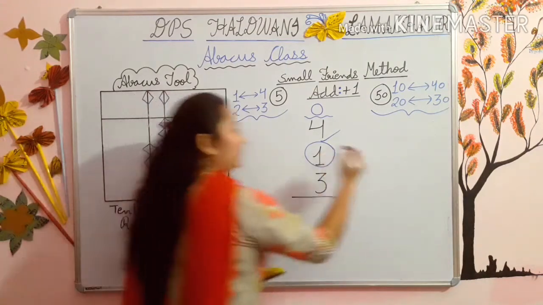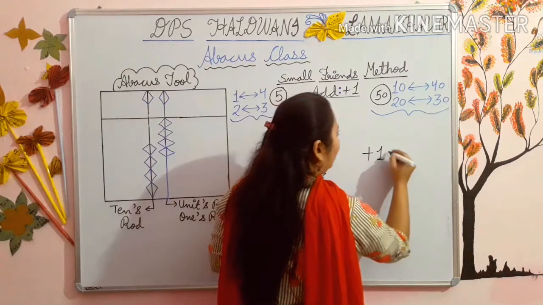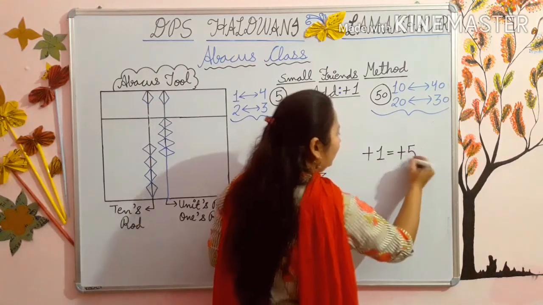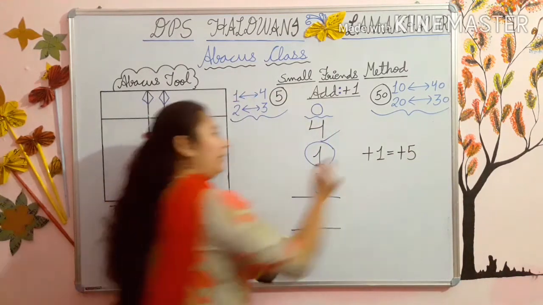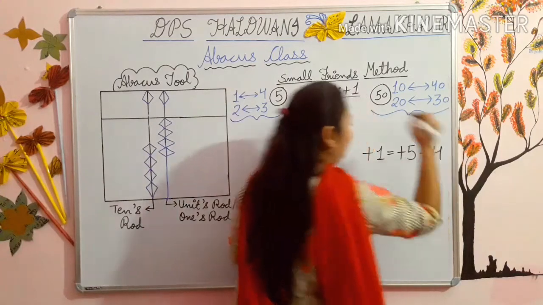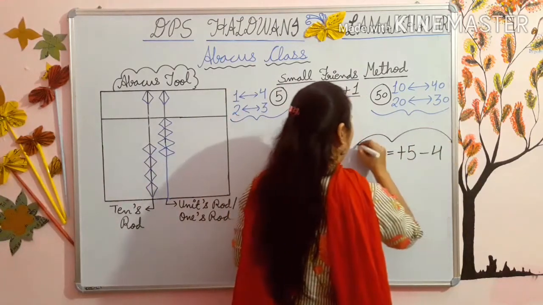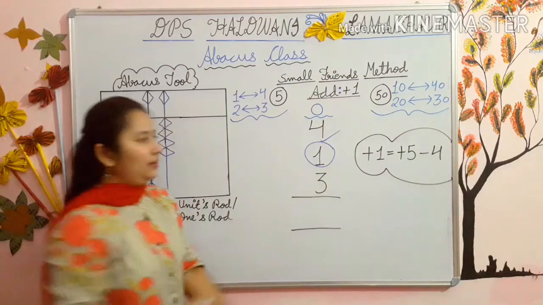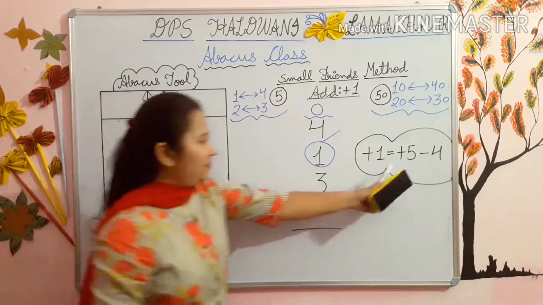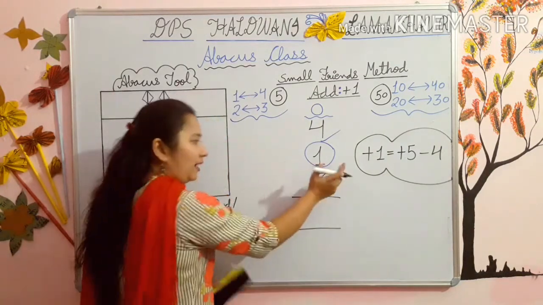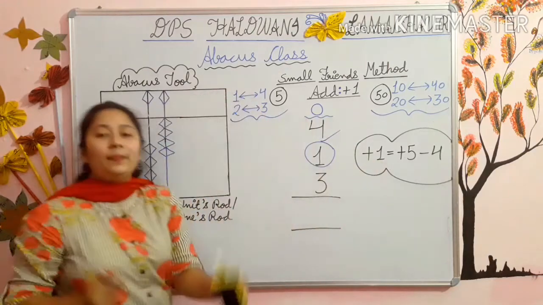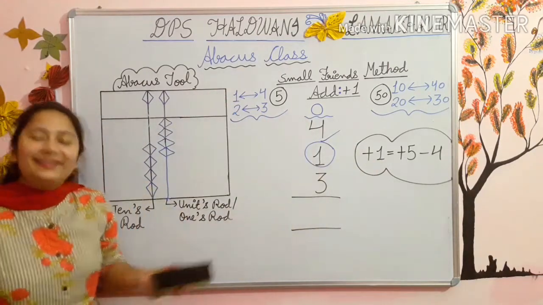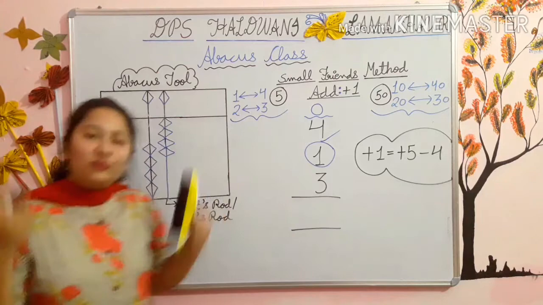You will add 5 and you will subtract the friend. Yes students, just remember it. See, you have to add 1. आपको 1 को ऐड करना है, but bead is not there. There is lack of beads. So what you will do?